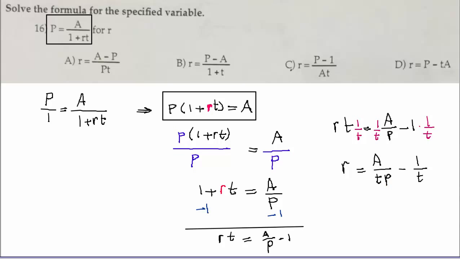LCD would be TP. So I need to multiply the second fraction by P over P, so I would make them the same as TP here. And then now I can combine them. That would be A minus P. Does that show me any of those choices now? Looks like it is A minus P over PT, or C. This looks like the correct answer there.